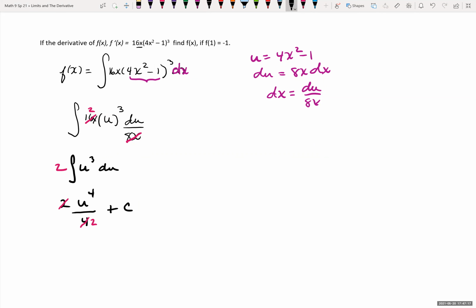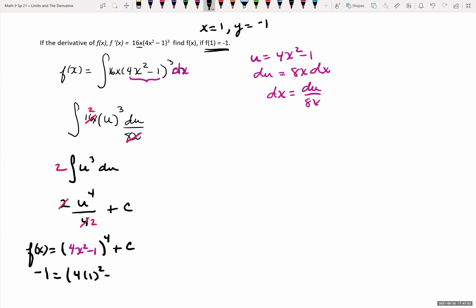And then we can go back in and substitute what u is in terms of x. So u in our case is 4x squared minus 1 raised to the 4th power plus c. So far this is f of x. We just need to figure out what c is. And again, we have some information. And so this is saying when x is 1, y is equal to -1. So let's plug that in. So we have -1 is equal to 4 times 1 squared minus 1 to the 4th plus c.